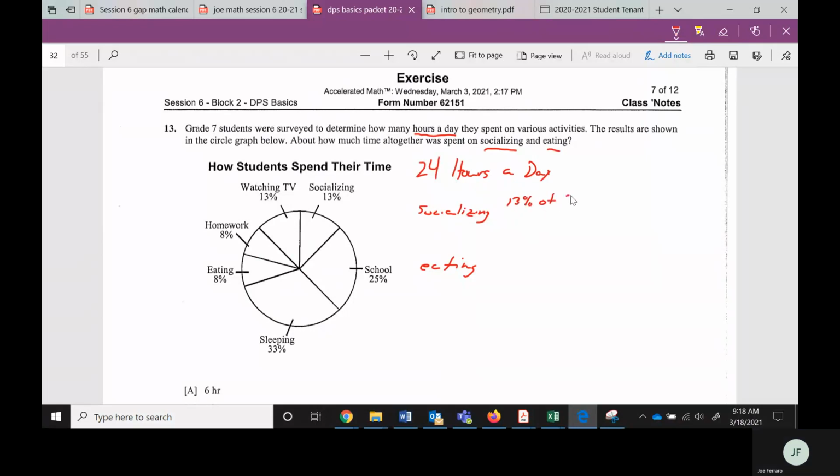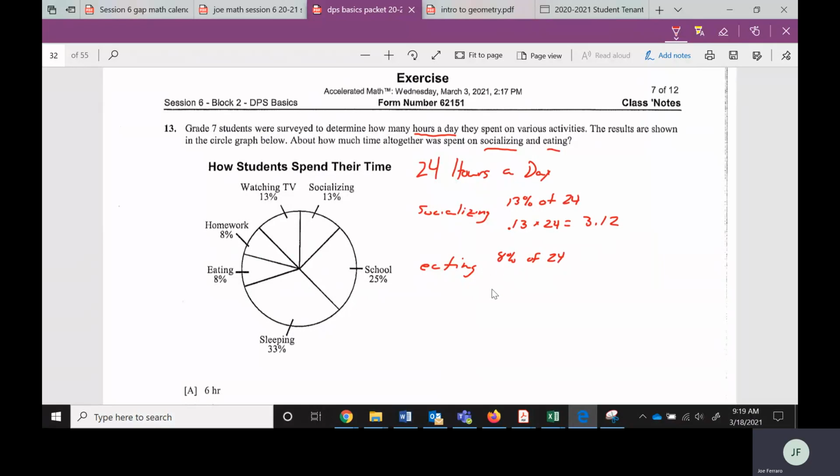So this would be 13% of 24. Now going back to last session, to figure this out, we take the percent as a decimal times the whole or total, which is 24. So move this 2 to the left, that's 0.13, times 24. You're going to get a decimal, 3.12. So a little over 3 hours socializing. Eating, 8%. So we got to find 8% of 24 hours, because the whole day is 24 hours.